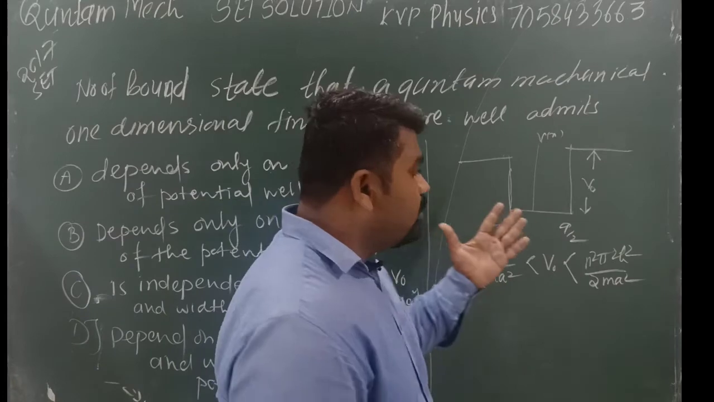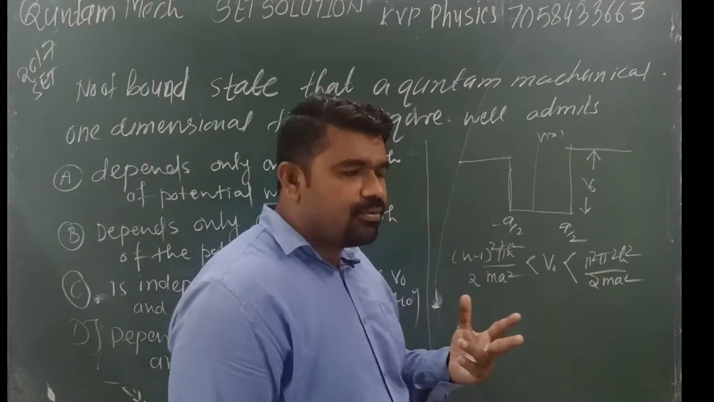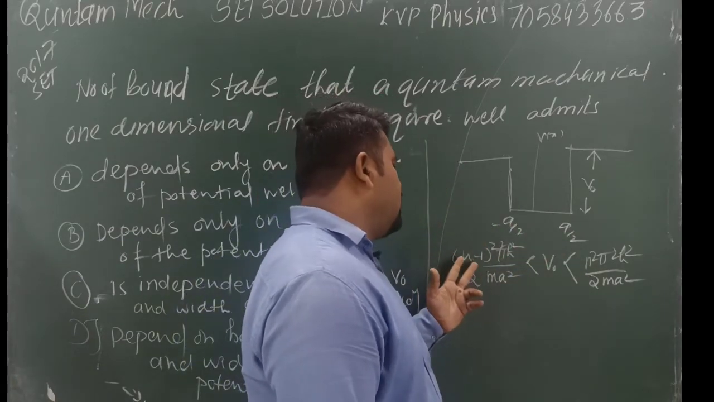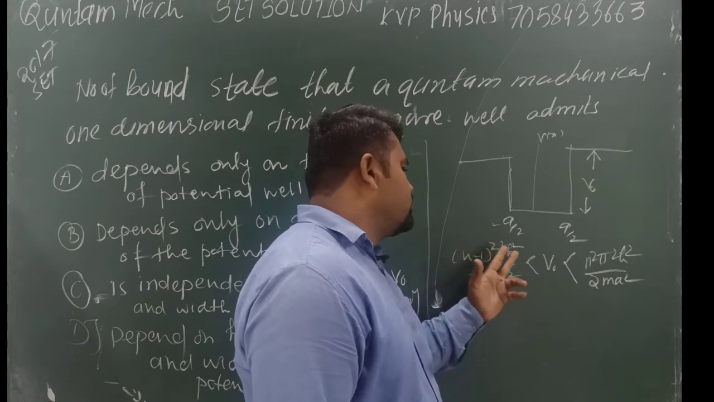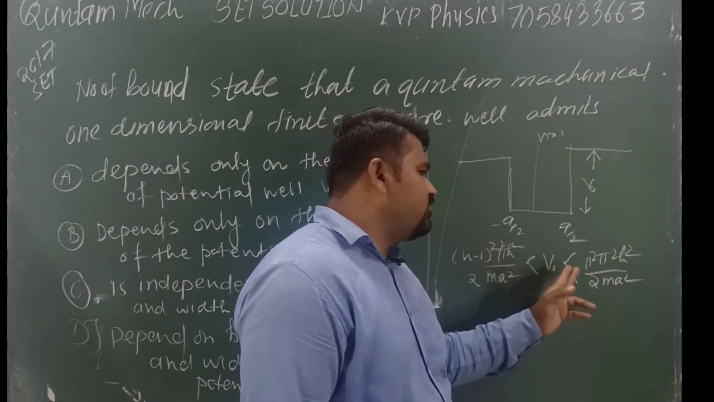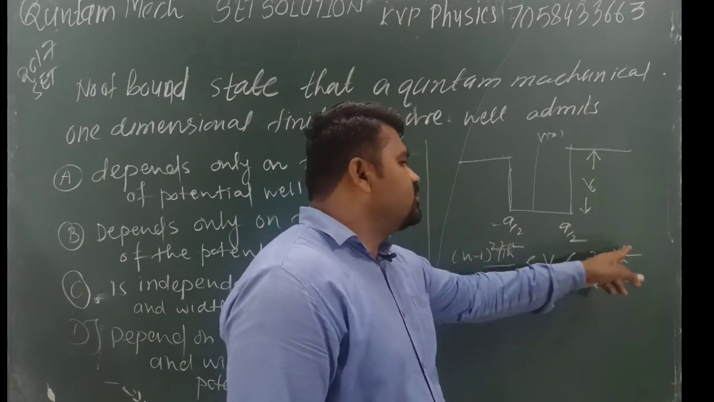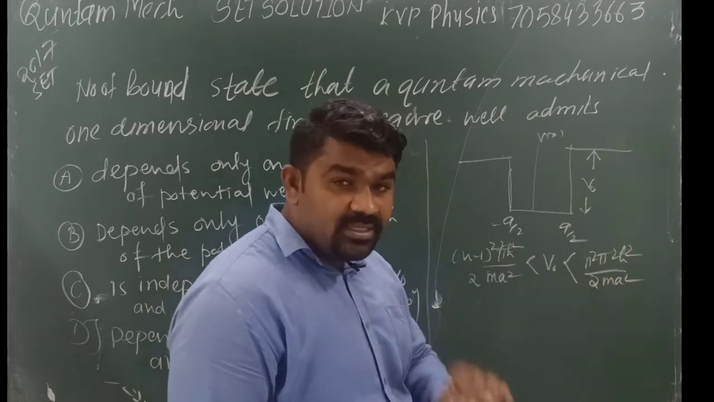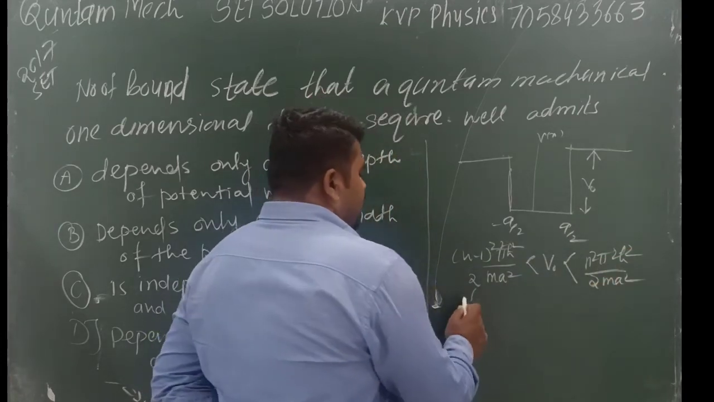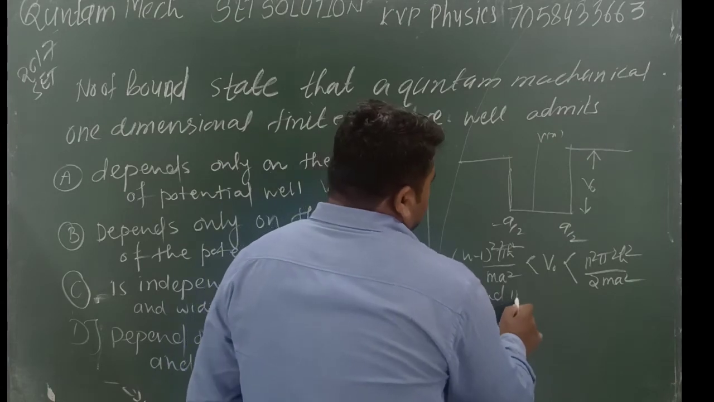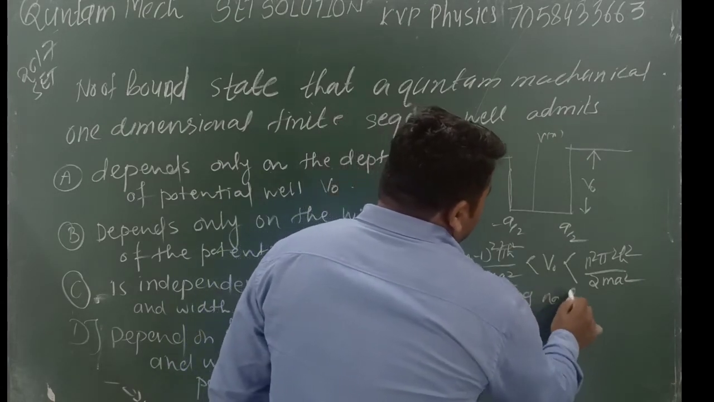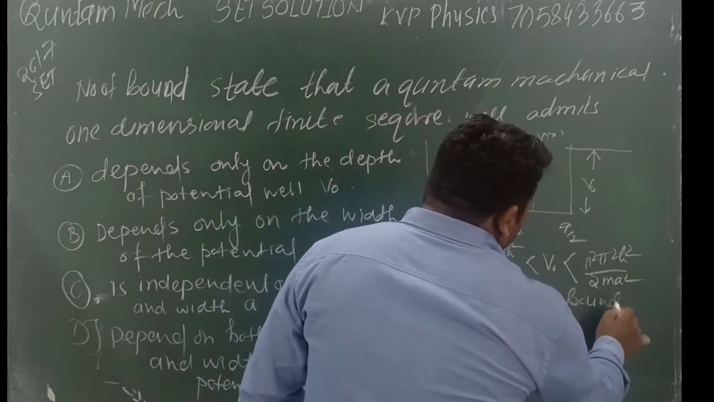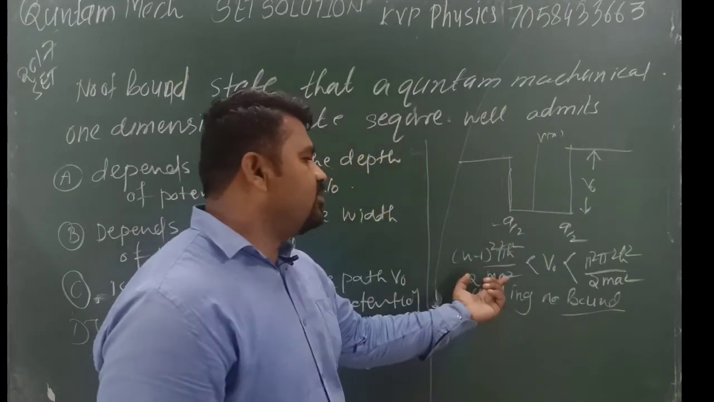How to find the number of bound states? Using this formula: (n minus 1) squared pi squared h cross squared upon 2m a squared is less than V naught, which is less than n squared pi squared h cross squared upon 2m a squared. This is the formula for finding the number of bound states, meaning this factor affects the number of bound states.